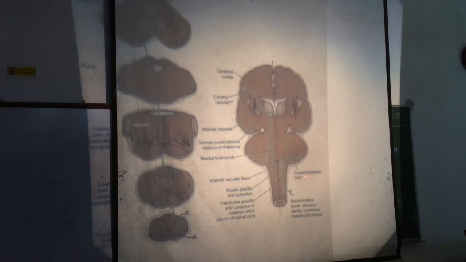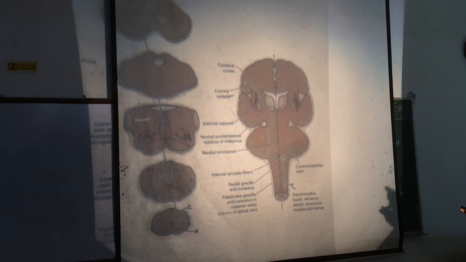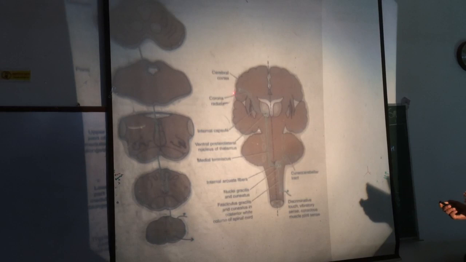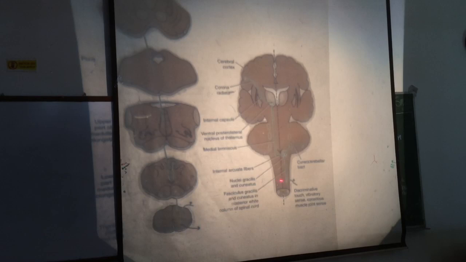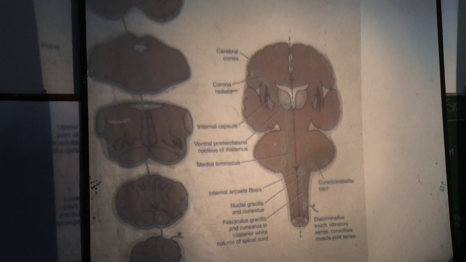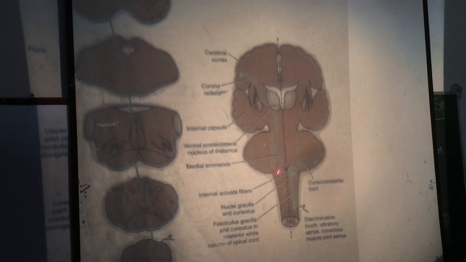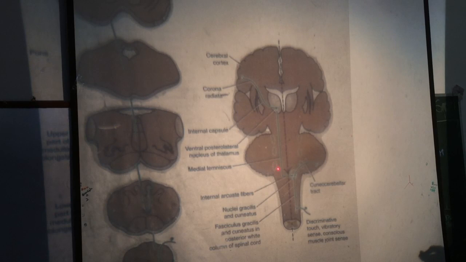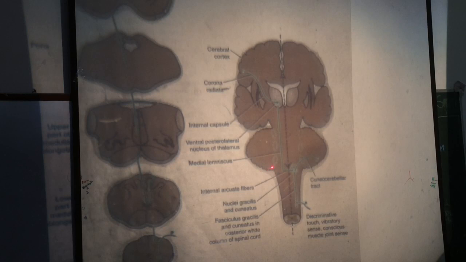This is the pathway of the dorsal column medial lemniscal system. We discussed first order nerve fibers, then second order nerve fibers, then third order fibers, and then termination in the cerebral cortex in the somatic sensory area. Now, if there is a lesion of the tract in the spinal cord, the sensory loss will be ipsilateral, on the same side. If the lesion is in the medial lemniscus or higher up, then the sensory loss will be contralateral.